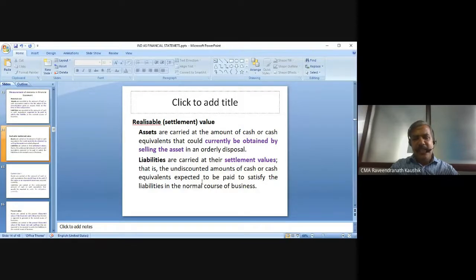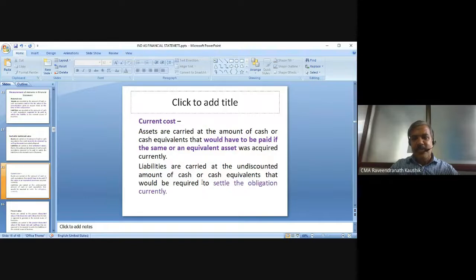So discount is the additional burden which you are lifting on your shoulders in order to pay a factoring agent or someone in order to dispose of or collect that liability or whatever it is. So sometimes it happens like this also. Okay. So what is the current cost? Assets are carried at the amount of cash or cash equivalent that would have to be paid if the same or equivalent asset were acquired currently. So that's the current cost which is defined under the standards.